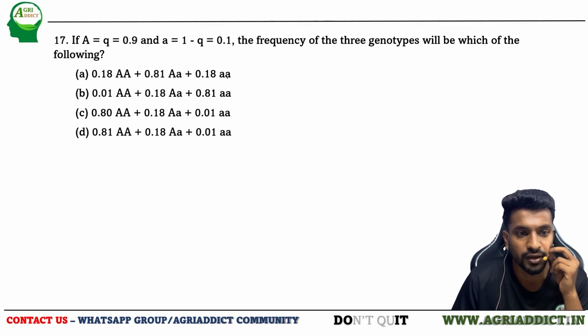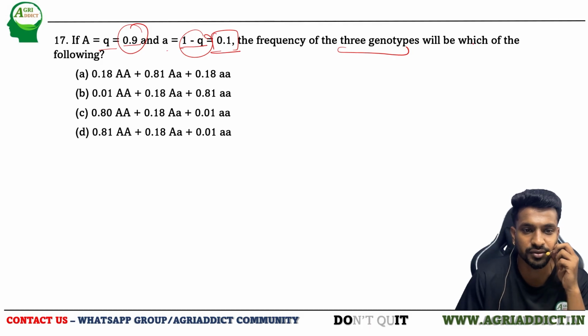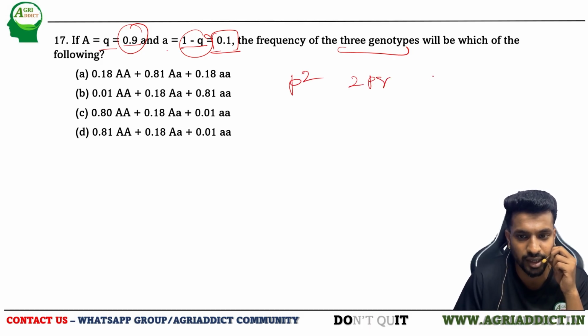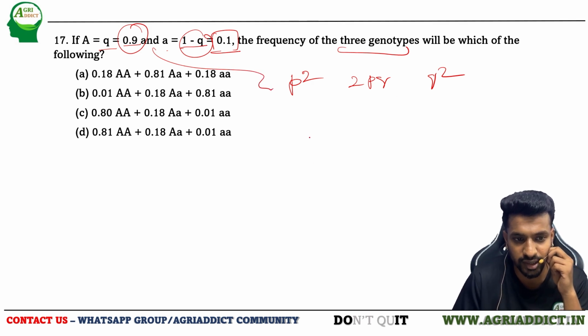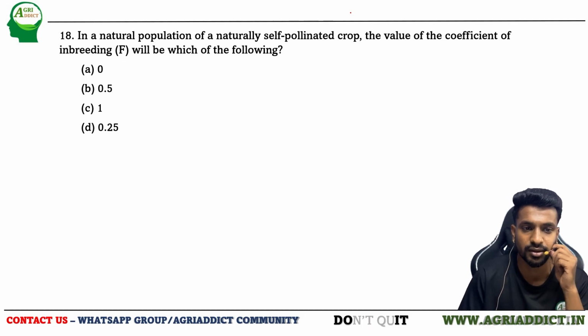Next one. If p is equal to 0.9, and q, which is 1 minus p, is 0.1, what will be the frequency of the three genotypes, among the following? So they are asking for the p square, 2pq, and q square values. You just substitute these values and get the answer, and comment your answer in the video. Next one.